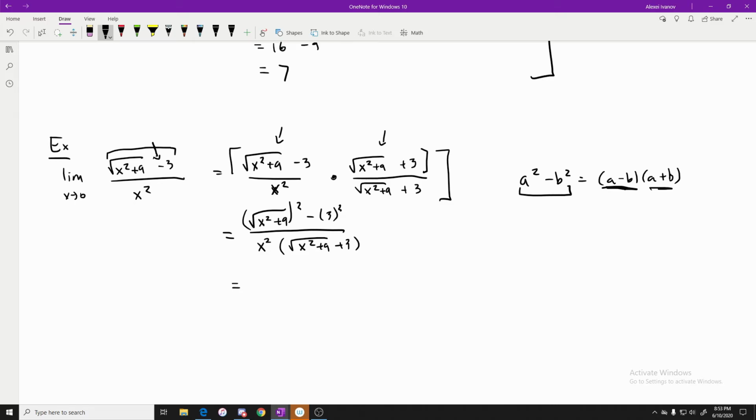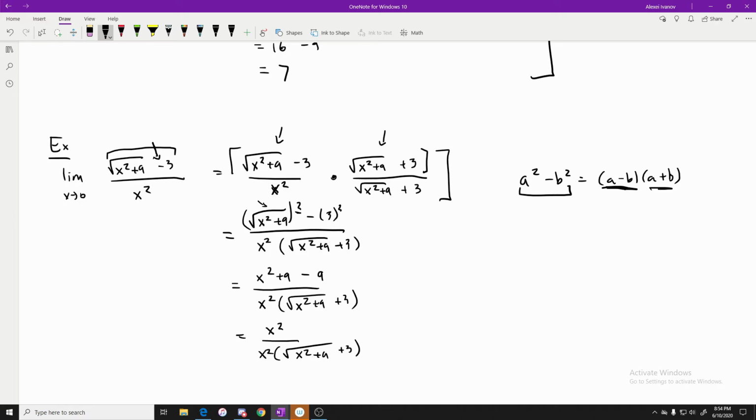If we go on to simplify, the squared and the square root will cancel out, so we'll be left with x squared plus 9. And if we do 3 squared, that will also be a 9, and this will all be over x squared times the square root of x squared plus 9 plus 3. And now we can notice that the top, the two 9s will cancel out, and we'll be left with x squared over x squared times the square root of x squared plus 9 plus 3.